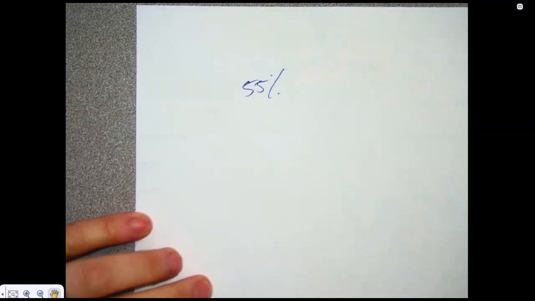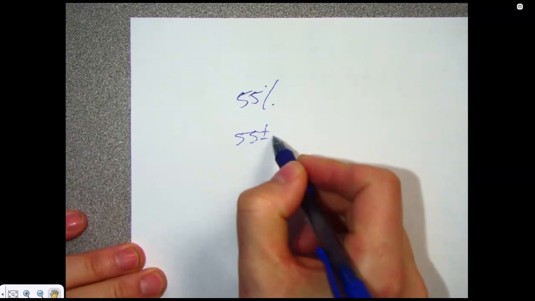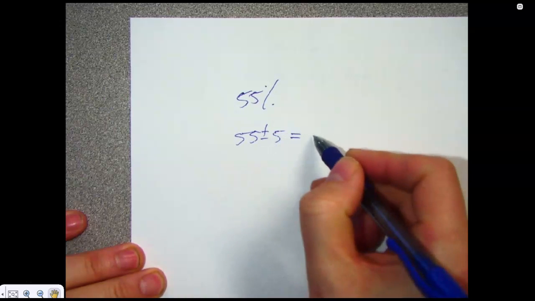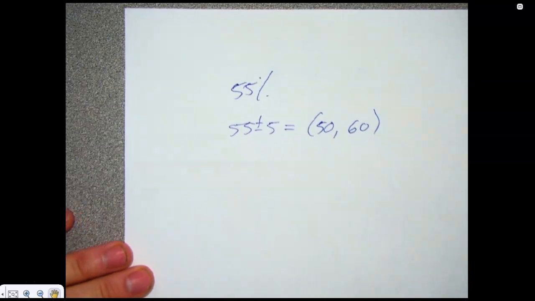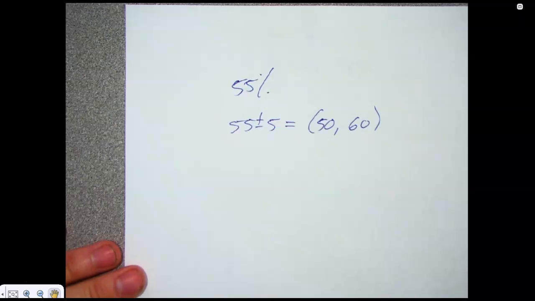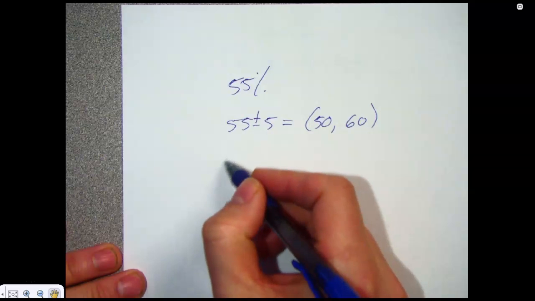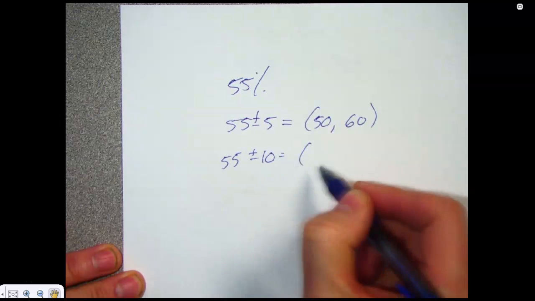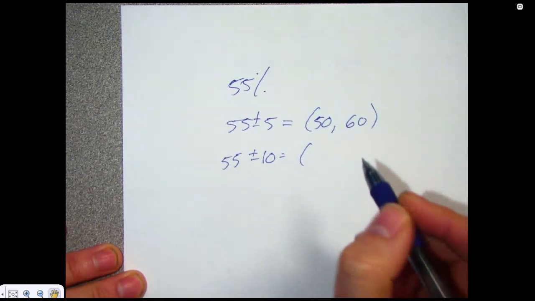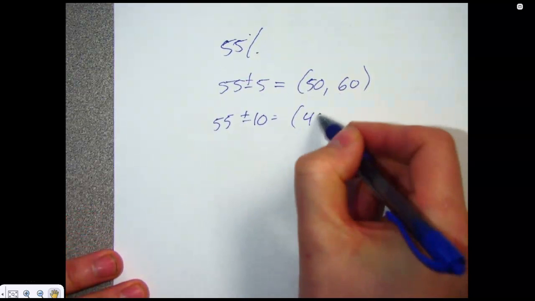So right now it's 55%. If I say it's 55% plus or minus 5, that would give me 50% to 60%. This is good to write down. This is stuff we'll talk about over and over again, but it's a good starting spot. If I say it's 55% plus or minus 10, what would that be? 45 to 65.